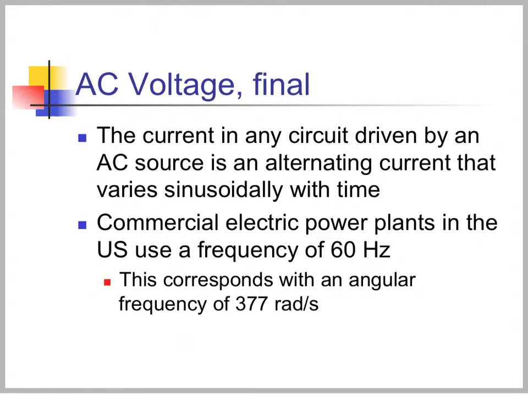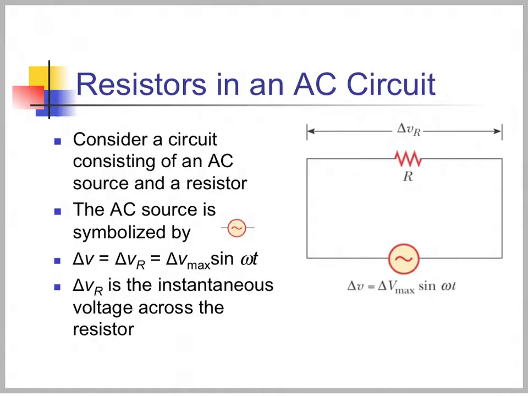The current in any circuit driven by an AC source is an alternating current that varies sinusoidally in time. In the United States, commercial electric power plants use a frequency of 60 hertz, which corresponds to an angular frequency of 377 radians per second. Now let's look at what different circuit elements do in an AC circuit. We're going to start with a resistor.